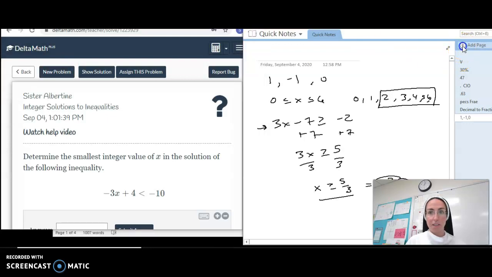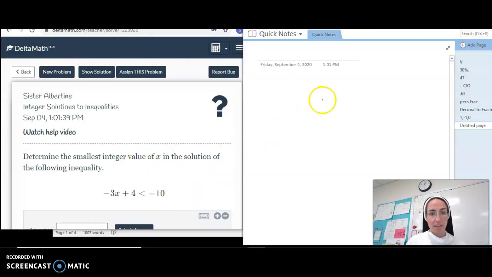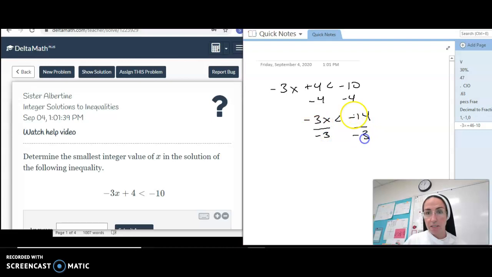Okay, this one asks for the smallest value of x that's an integer in the solution of this inequality. So again, we'll write the inequality like this. Now the easiest thing to do is just solve for x. We'll subtract 4 from both sides, so -3x is less than -14. Then we'll divide by -3. Warning, we're dividing by a negative, so we need to flip the sign. Instead of less than, it becomes greater than positive 14/3.